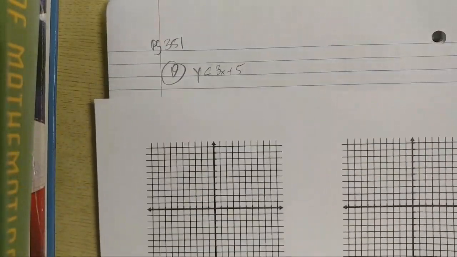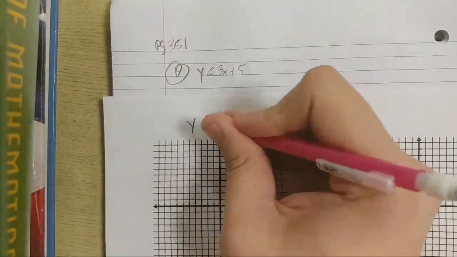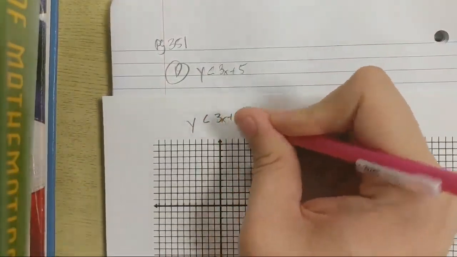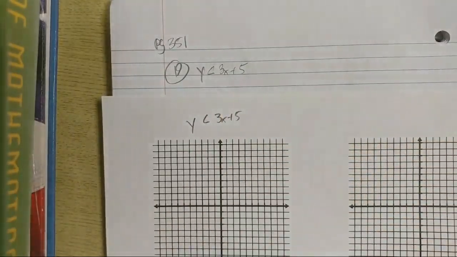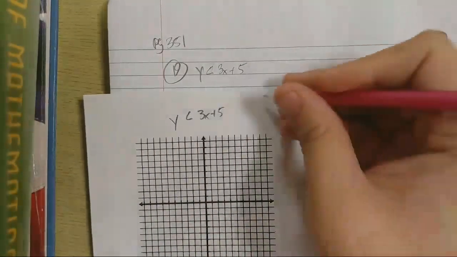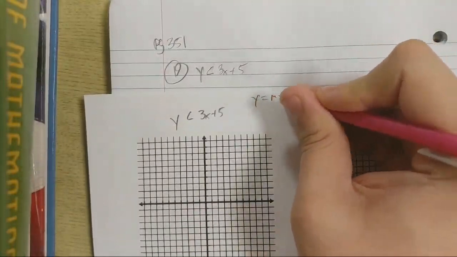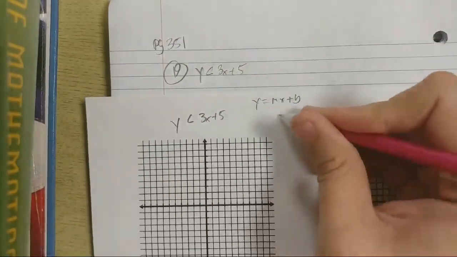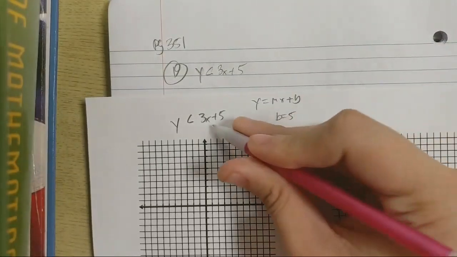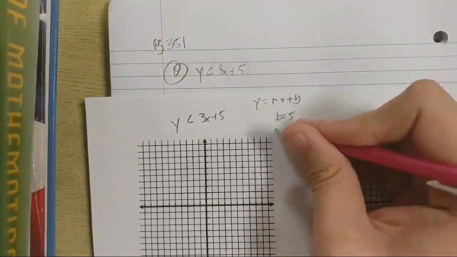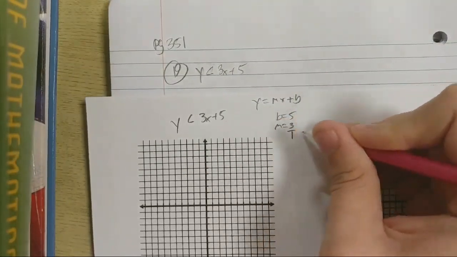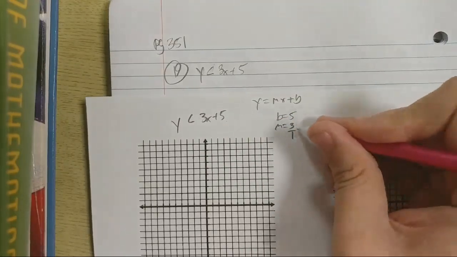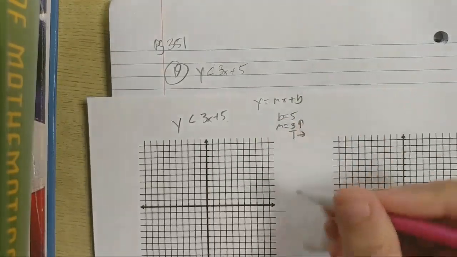Okay, so I got my handy graph paper here, and I'm just going to rewrite the question here, 3x plus 5. Notice this looks like y equals mx plus b. We did y equals mx plus b a while ago. So what is my b here? My b is 5. What is my slope here? My slope is 3 over 1. I changed it to a fraction to make it easier to illustrate that I'm going up and then right.